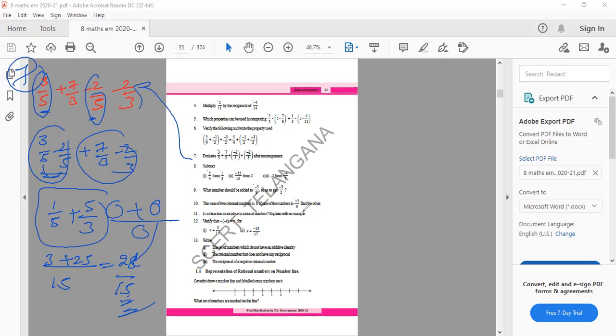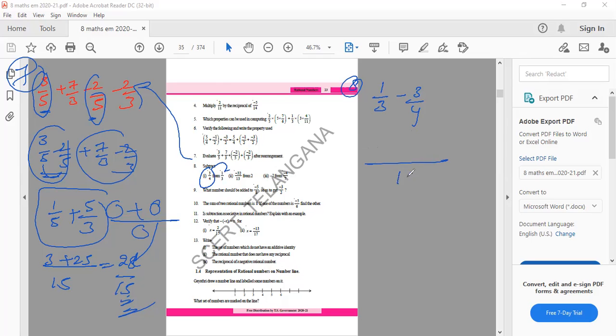Now the eighth one: subtract 3 by 4 from 1 by 3. It's very simple. From means we have to subtract 3 by 4 from 1 by 3. So 1 by 3 minus 3 by 4. Here 1 by 3 is the bigger one. Now these denominators are different.